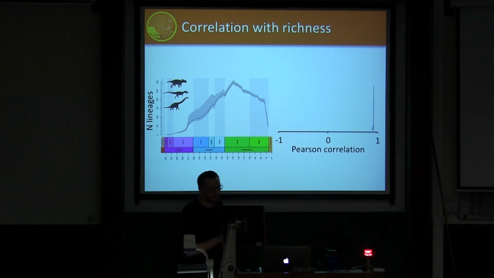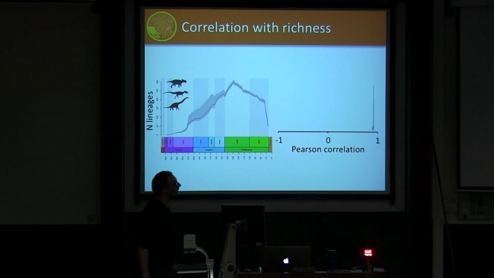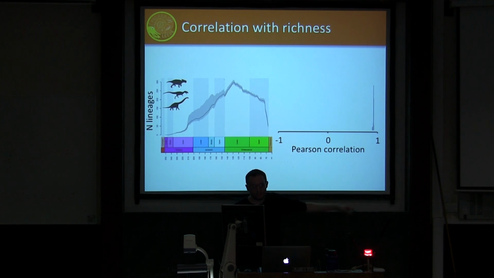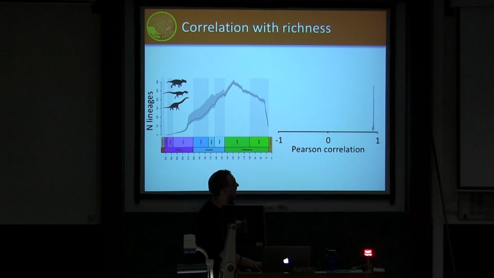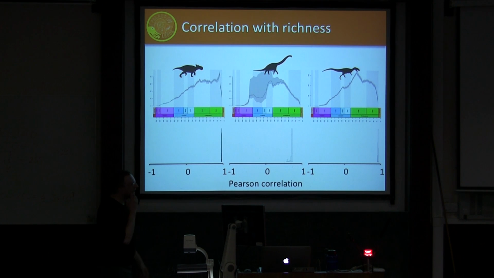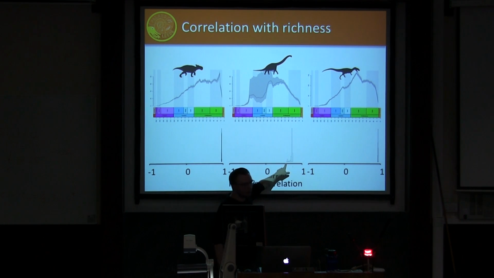And if we do a correlation across our 100 trees, we see they're all crammed up at the strong positive correlation end of a Pearson correlation coefficient. And we can do the same thing with each of our subclades. And we get strong correlations. It's a bit weaker for Sauropodomorphs, but it's still fairly certainly a positive correlation.